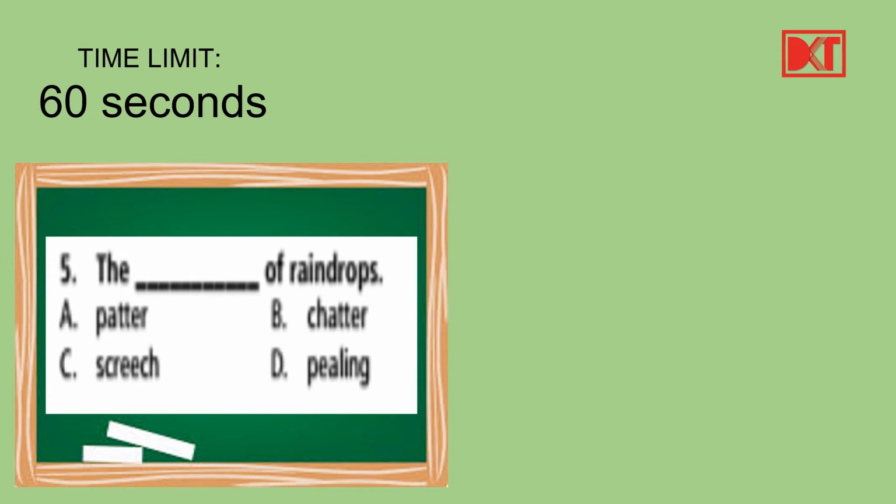Okay, now the dash of raindrops: the patter of raindrops, the chatter of raindrops, the screech of raindrops, or the peeling of raindrops. Now raindrops, when it rains, what is the sound of raindrops that we refer to? The patter. I think there was this poem in kindergarten as well, the pitter patter of rain, something like that. I don't remember it completely, but it was the pitter patter of raindrops. So patter refers to the sound of raindrops. All right.